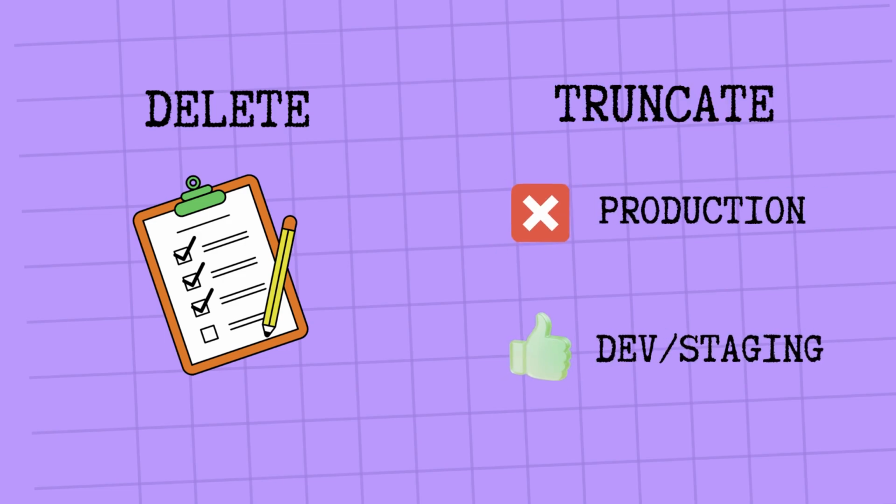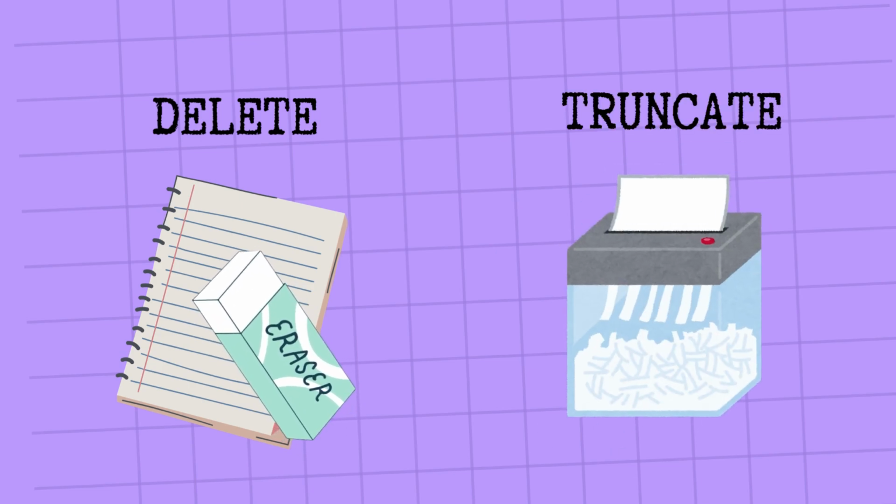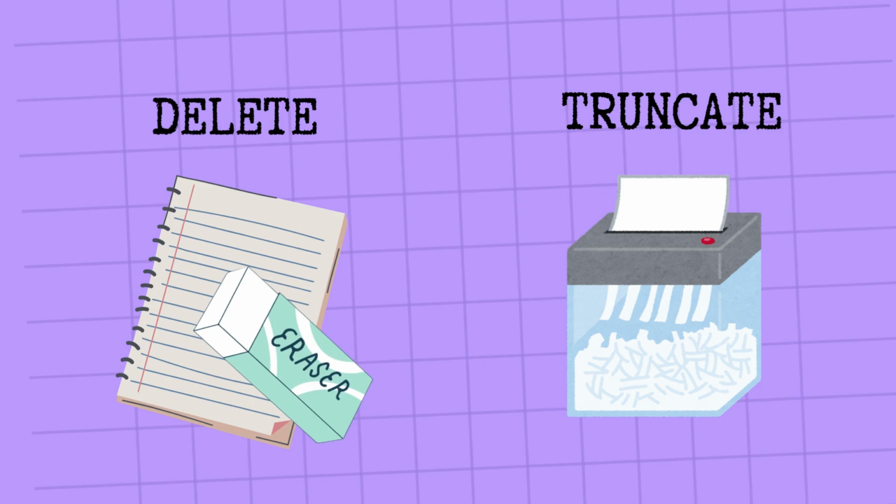Use DELETE in production systems when you need conditions and when safety matters. Use TRUNCATE only when you're absolutely sure, usually in development or staging. Again, going back to our analogy, DELETE is like using an eraser. You remove only what you intend to. TRUNCATE is a paper shredder: fast, thorough, and there's no putting it back together.